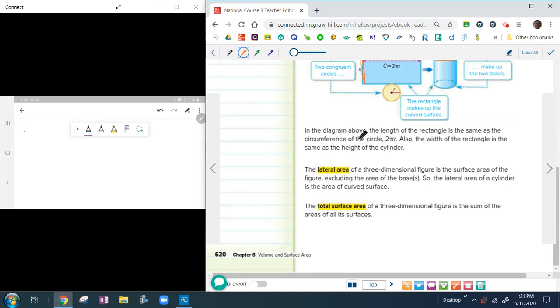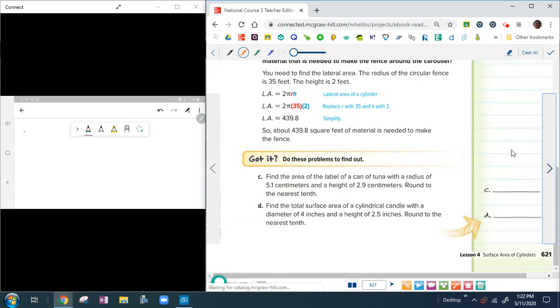And then you can read through this to figure out some of the other information. Anyway, lateral area is that curved surface. It's the area of the surfaces that aren't the base. Lateral surfaces are just non-base surfaces. All right, let's go. Moving on.